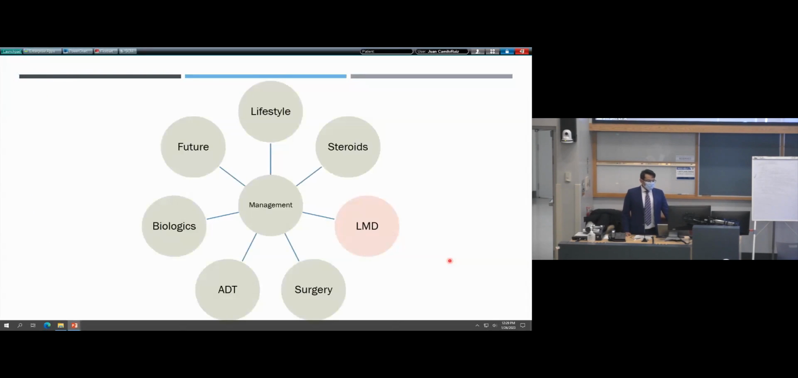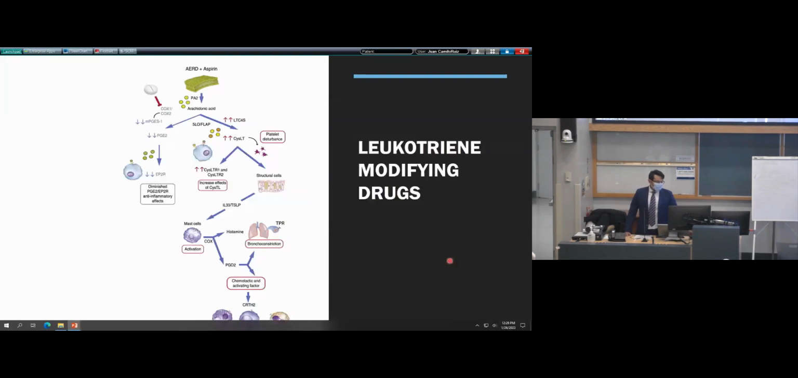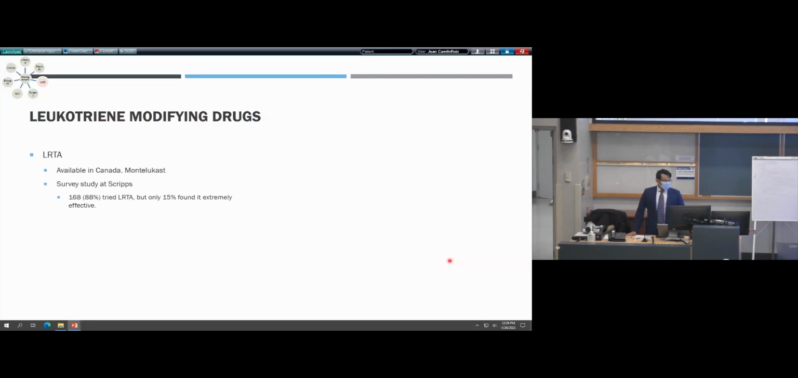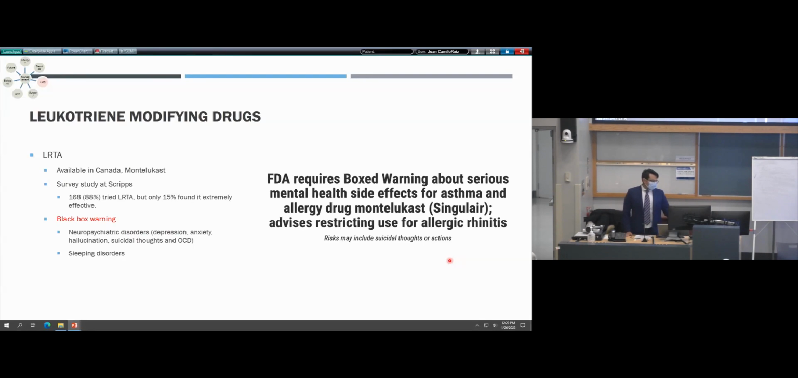All right, let's talk about leukotriene modifying drugs. So the main ones are the 5-LO inhibitor, which is not available in Canada, called zileuton, and montelukast, or Singulair, which blocks the cysteinyl leukotriene receptors. There's a survey study from Scripps Clinic that showed that 88% of patients tried montelukast, but only 15% found it effective. There's also the black box warning showing neuropsychiatric side effects, such as depression and suicidal thoughts. So it's something to be aware of when you're prescribing it to patients.